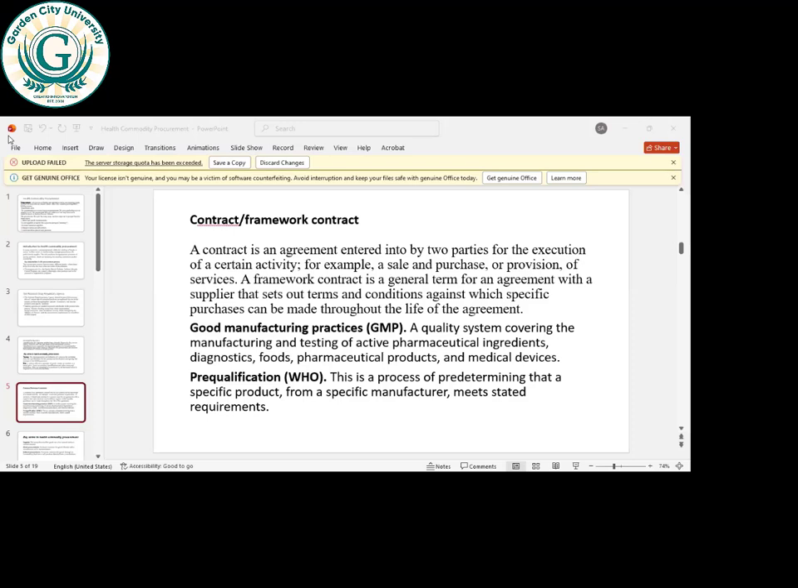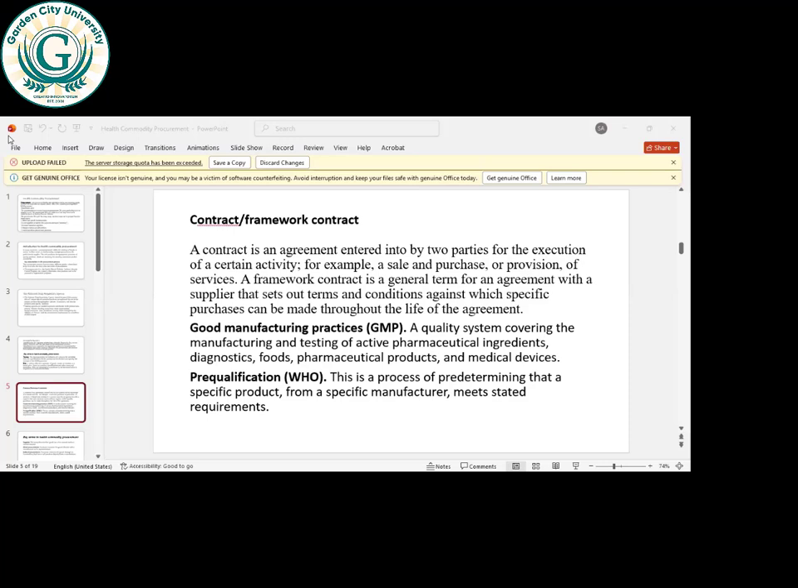So we have another term, good manufacturing practices in procurement of health commodities. You know, health commodities are delicate, complex, and have to be managed carefully. So when you are going to buy, you need to make sure that the manufacturer is using good manufacturing practices, where you ensure that they are using the correct ingredients.